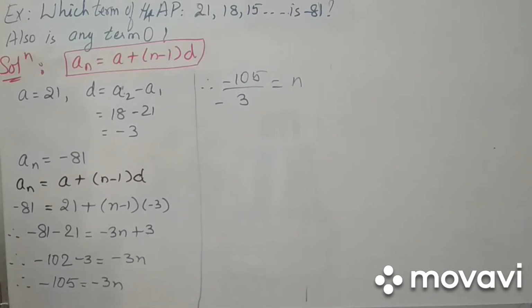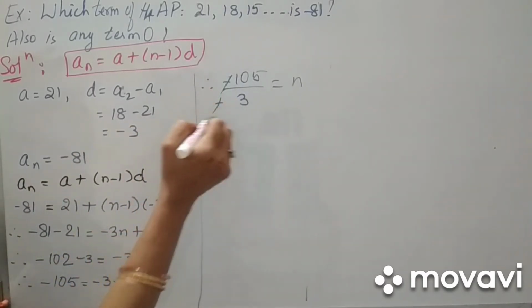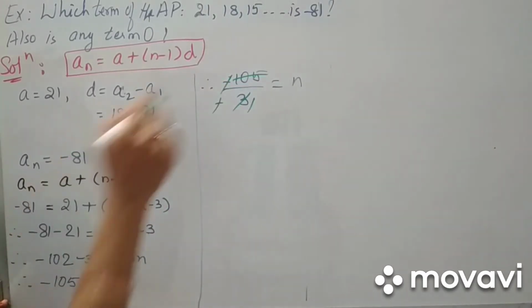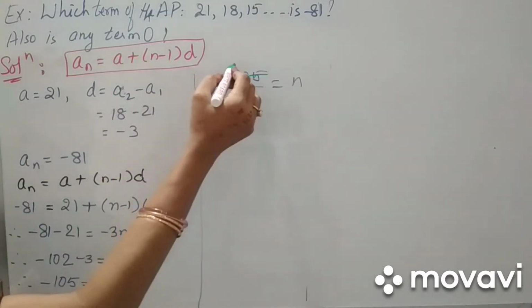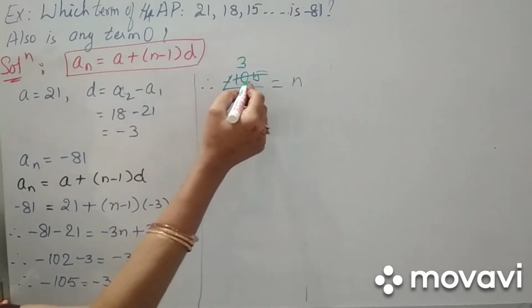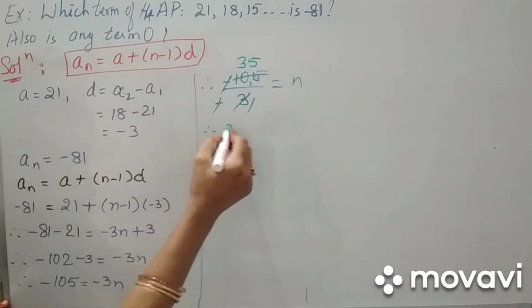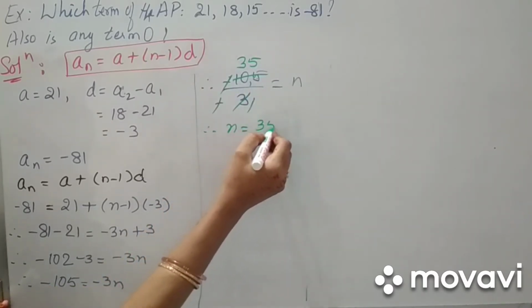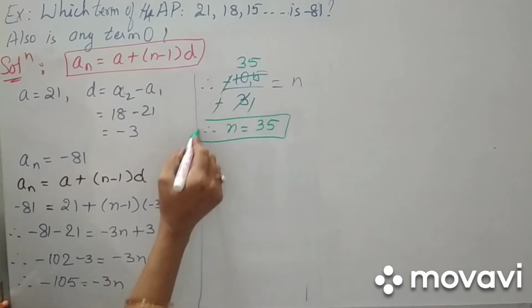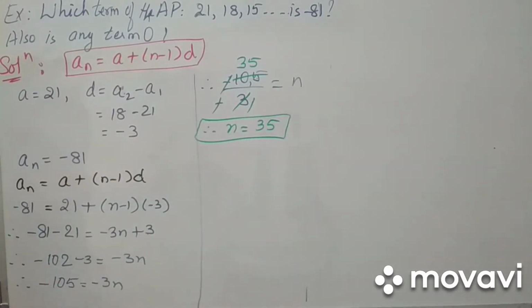Divide. First of all, cancel this minus sign. 3 ones are 3. 3 3s are 9. 1 is remainder here. 1 5 15. So 5 is. Therefore, n is equal to 35. We got it as an answer.